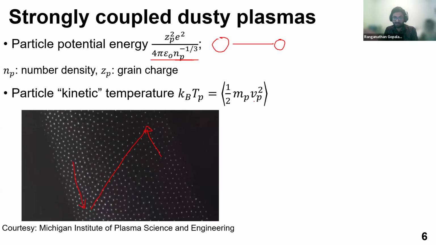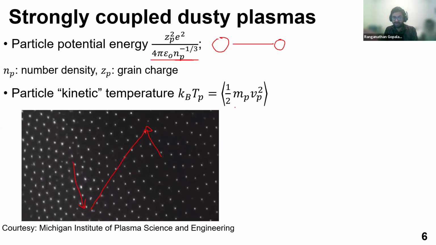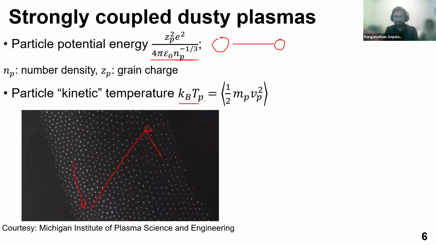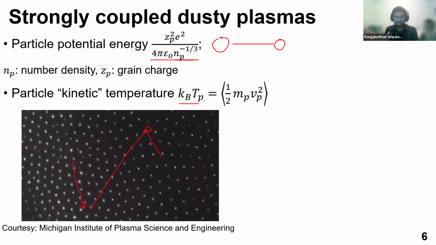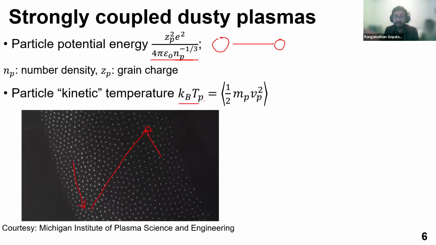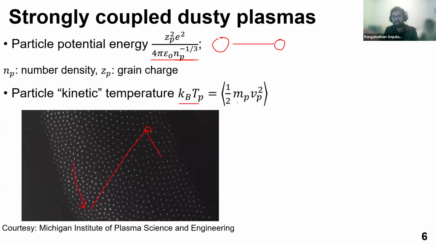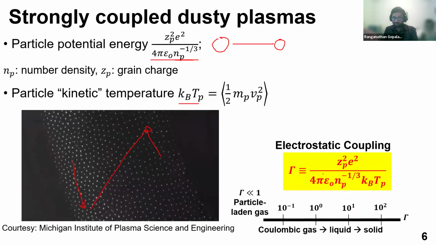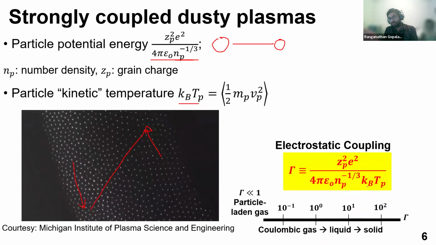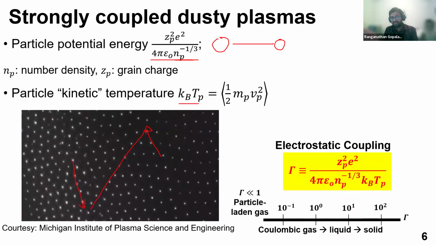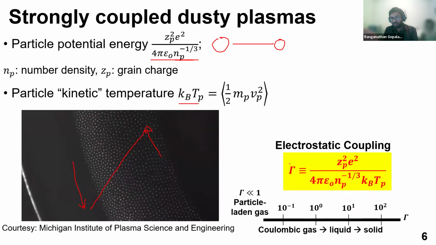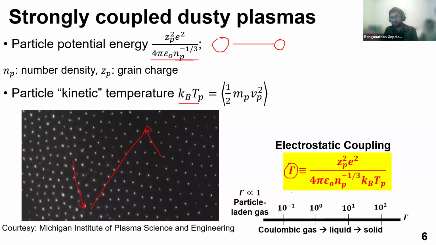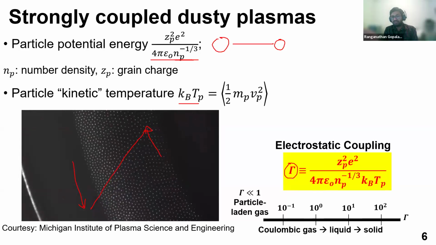So if I take their instantaneous velocities and average it, I can define a temperature for them, just like you would think of a temperature of a substance. It's their kinetic temperature based on their thermal energy. And if I compare these two, that is, if I get a ratio of the potential energy to the kinetic energy, I can define what is called in this field the coupling constant, or electrostatic coupling parameter, gamma. And just think about it.